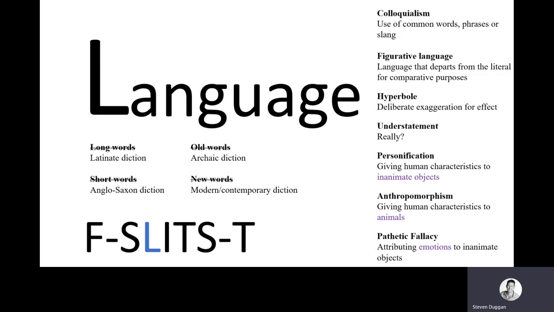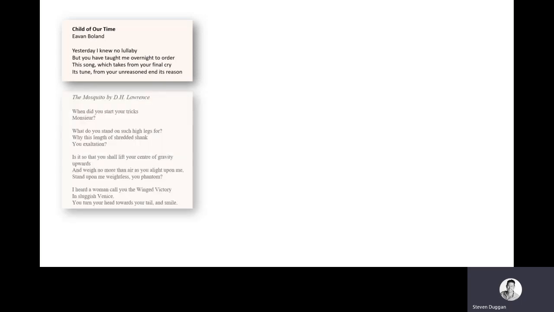If you're suggesting that the object is feeling something or experiencing an emotion, that's pathetic fallacy. So again, let's look to illustrate that in some of the poems that you might be familiar with. The first is Child of Our Time by Eavan Boland, which begins: "Yesterday I knew no lullaby, but you have taught me overnight to order this song, which takes from your final cry its tune, from your unreasoned end its reason."